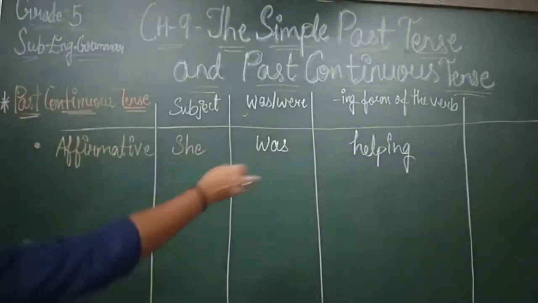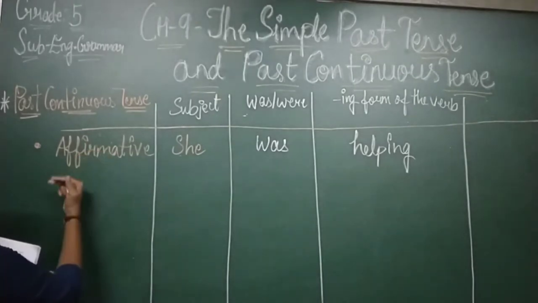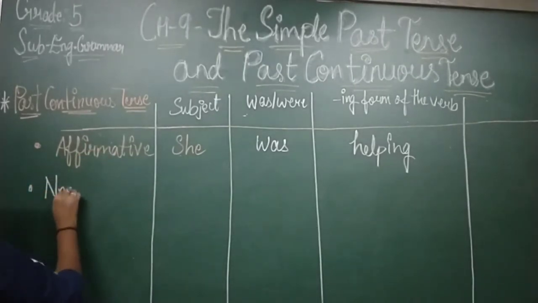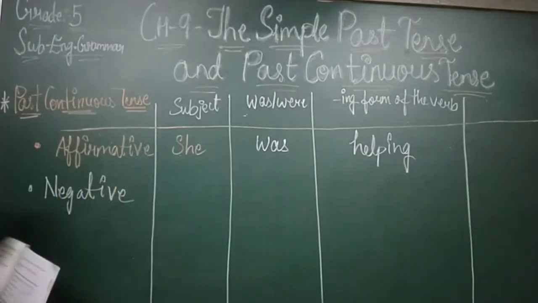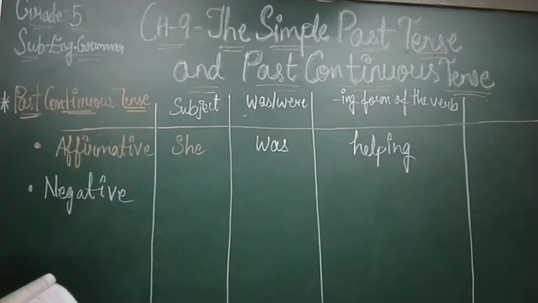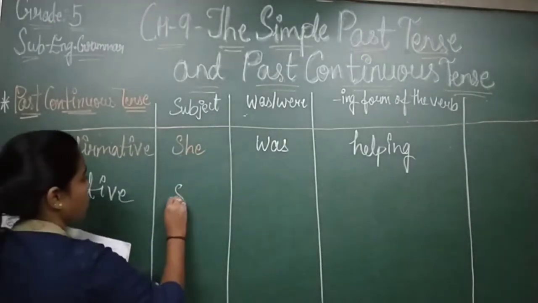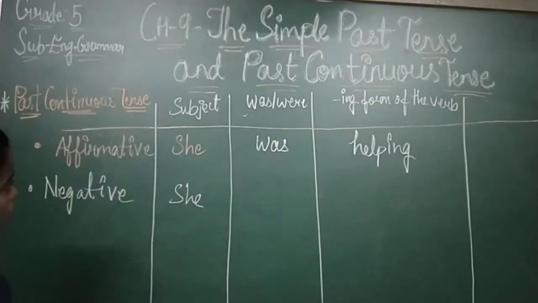She was helping. Now there are 2 points. The affirmative part and the negative part also. The positive and the negative. Now here it is a negative form. How we will use in the negative the subject? Our subject is here only she. What is our subject? She.